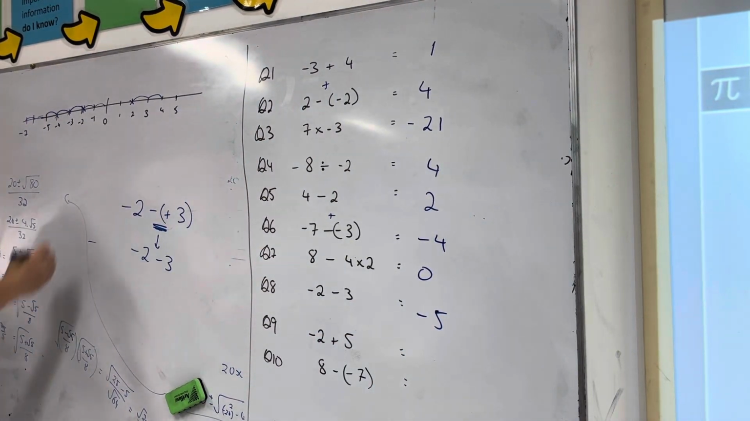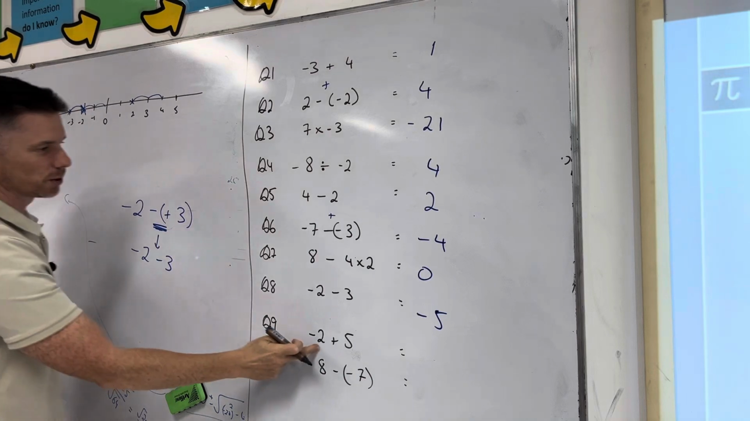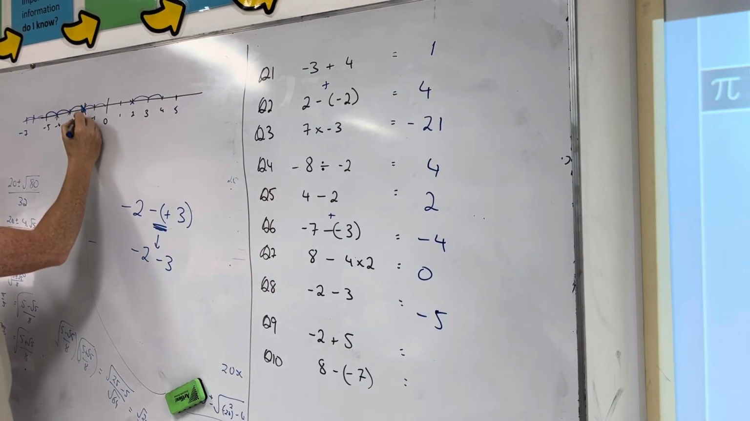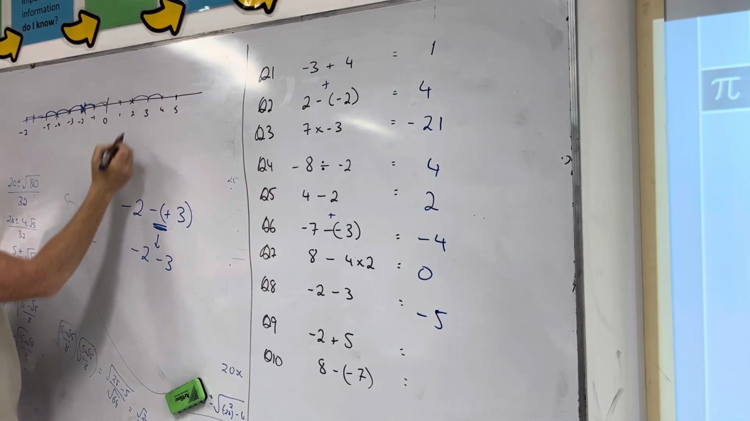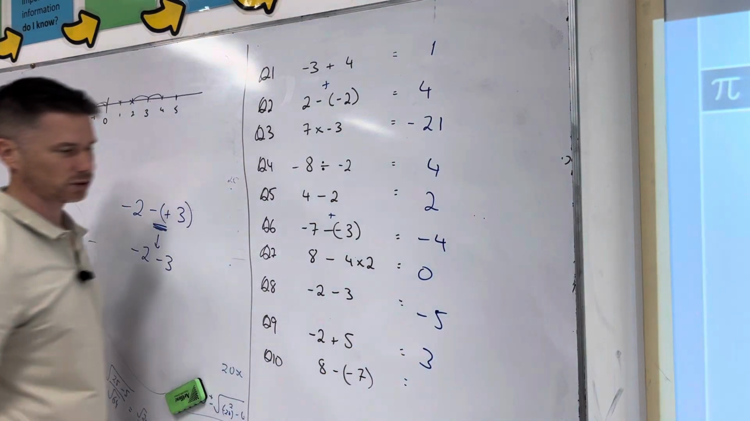I start at negative 2 again in the next one. So remember, this first number is my starting point. Start at negative 2 and I add 5, so I'm going to the right. So I end up at positive 3.